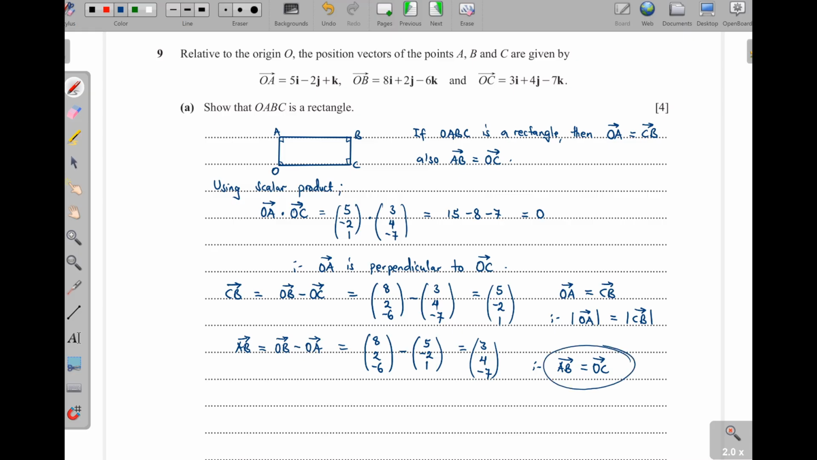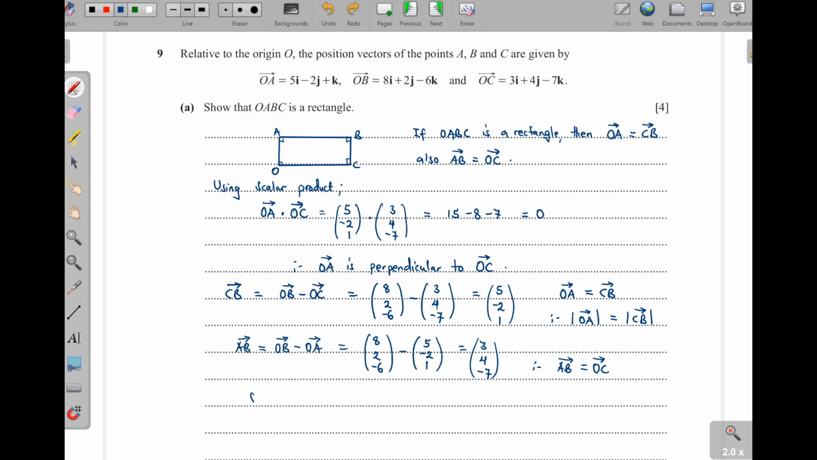So they are parallel. Remember, parallel vectors can be expressed in terms of each other as scalar multiples. So AB is equal to 1 times this. It can be twice that, you know, they are parallel. Equal vectors are still parallel. So, and that is that, I think.